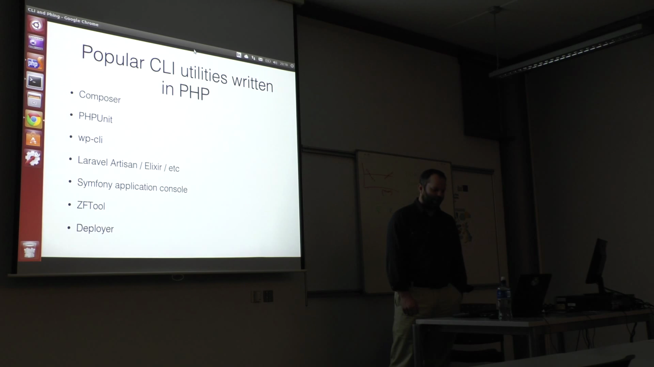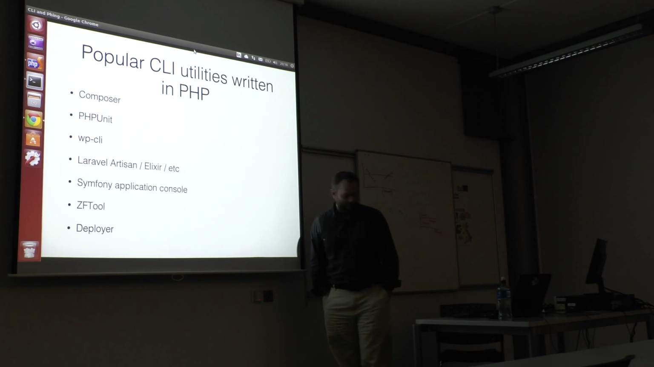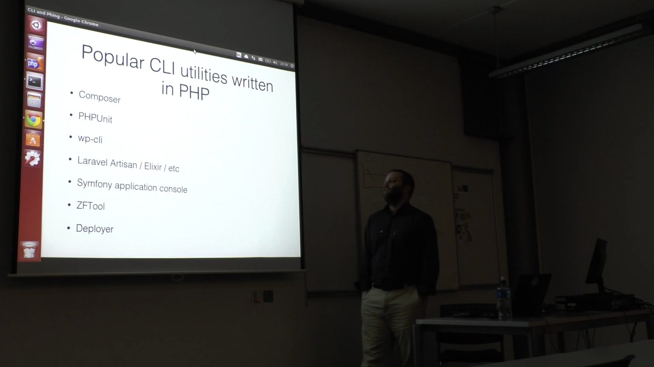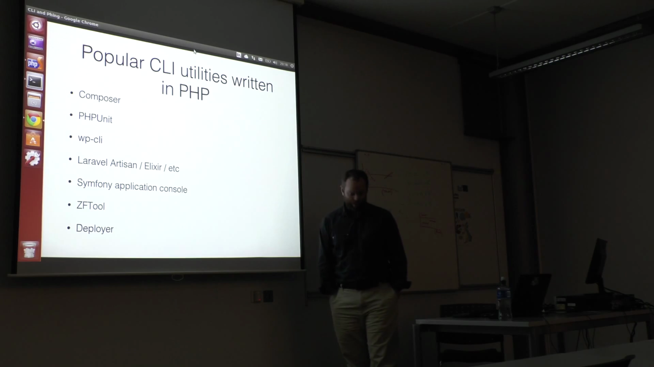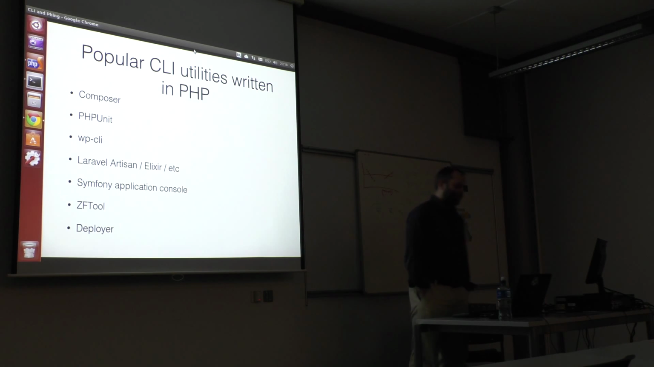So a list of popular CLI utilities written in PHP. Composer, of course. Hopefully everybody here is aware of Composer. We are going to be using it later. PHPUnit, a test utility. WP-CLI, if you use WordPress, there's a command line utility that comes with that and does some maintenance tasks. Laravel's Artisan, Elixir, Symfony Application Console, ZF Tool if you're using Zend Framework, Deployer, which is a deployment engine, many more. That was just what came off the top of my head.